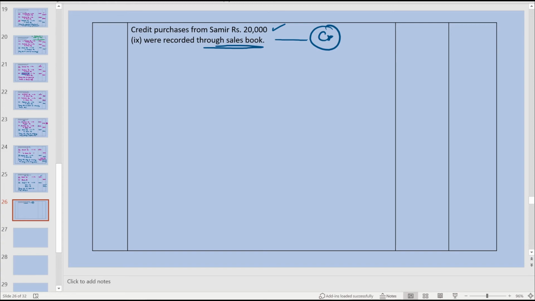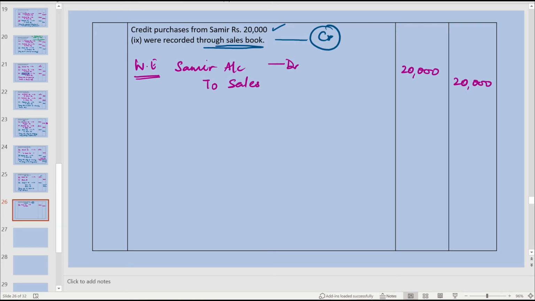So the wrong entry they have passed is, that means here they have missed purchases and they have missed Samir also. They recorded through sales book. So the wrong entry they have done in this case is Samir account debit to sales, because they passed it through sales book. So instead of making Samir a creditor, they have made him a debtor. And this is 20,000.